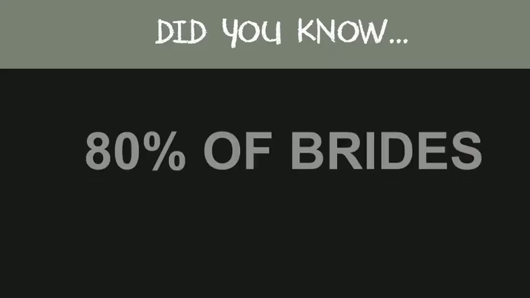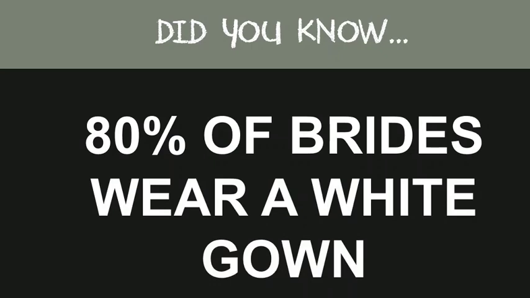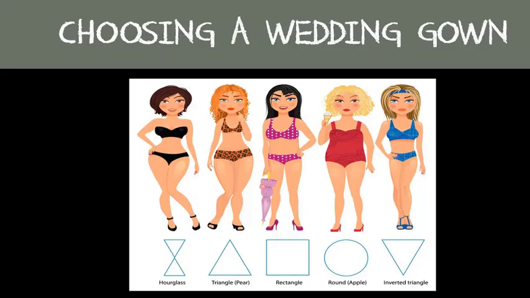Did you know that 80% of brides choose to wear a white wedding gown on their wedding day? The first step to finding the perfect wedding gown is to determine your silhouette. Generally, most women fit into one of 5 categories when it comes to silhouettes.